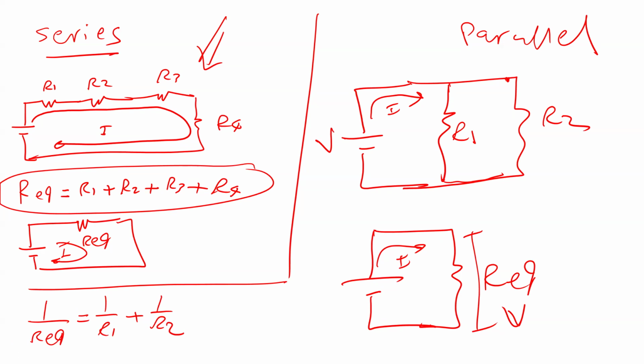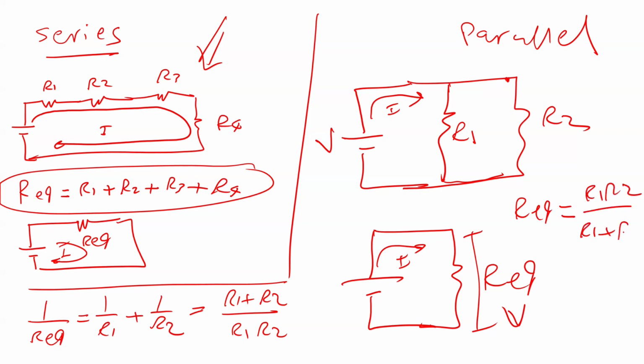So if you calculate in case of two resistors, this one should equal R1 R2 over R1 plus R2. Okay, so the equivalent is R1 plus R2 divided by R1 times R2. Sorry, this is 1 over the equivalent. In other words, you need to flip it, so the equivalent is R1 times R2 divided by R1 plus R2.